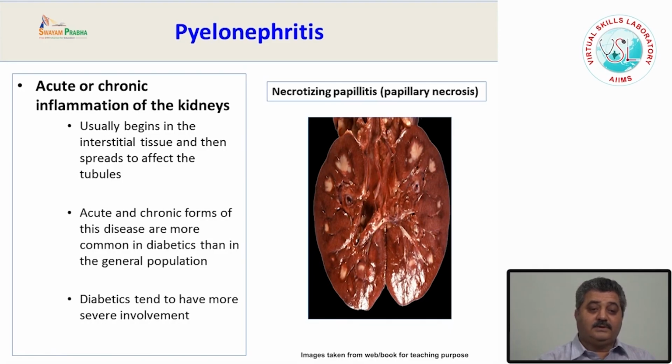Now, why are these patients more prone to infections, especially pyelonephritis? Because many of the functions of these protective mechanisms, for example, the polymorphs, the macrophages, the migration, the release of the chemokines, are defective in these patients, which ultimately leads to increased chances of infections.